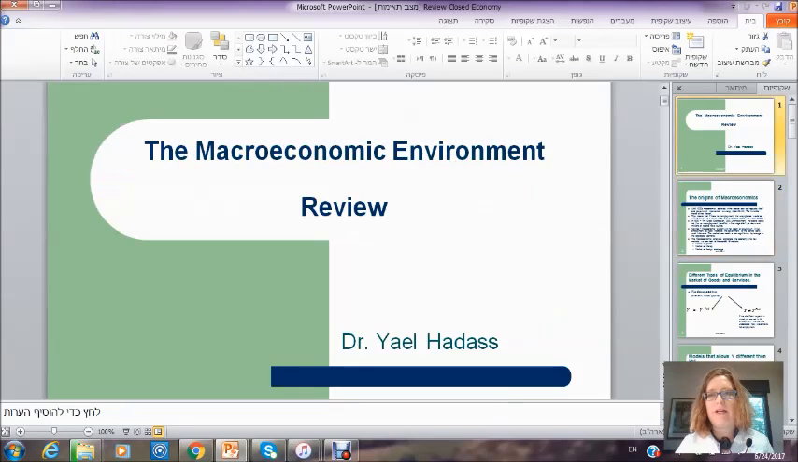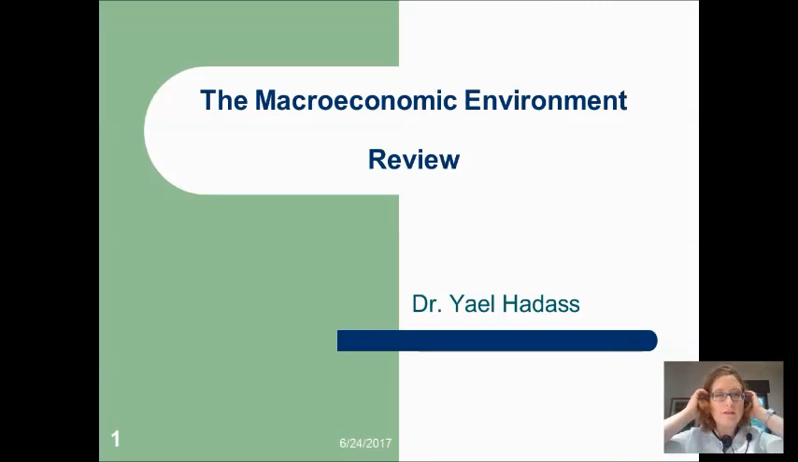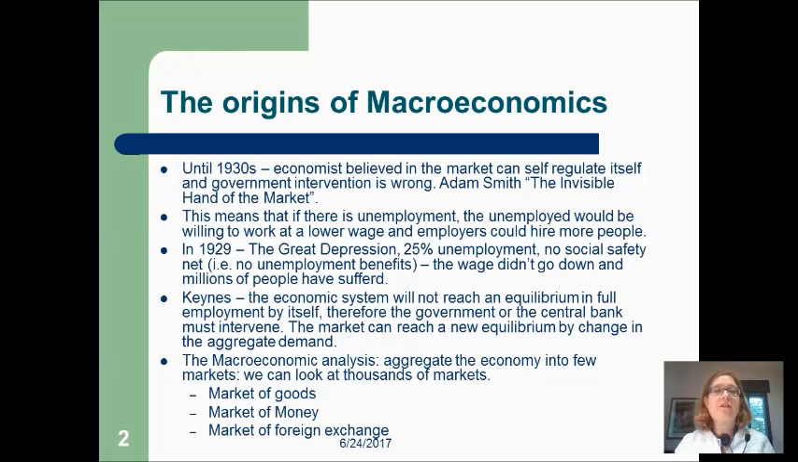Okay, hi everyone. I want to do a review on the whole material that we covered this semester, and I'm going to do it as follows. So first, let's remind ourselves what are the origins of macroeconomics, and I remind you the situation in the world. Until the 1930s, economists believed that the market can self-regulate itself, and that government intervention is wrong, actually not desired. That was the philosophy of Adam Smith, who coined it as the invisible hand of the market.